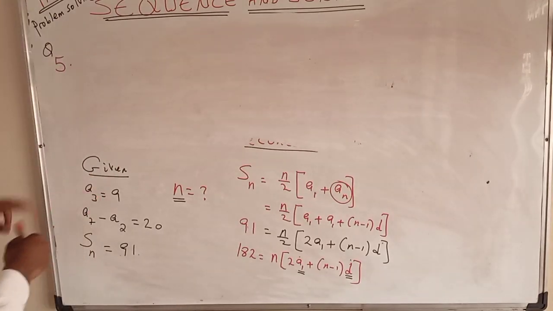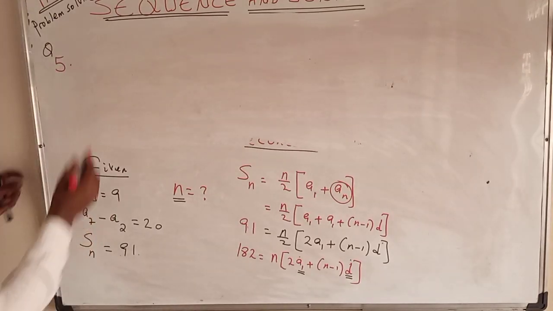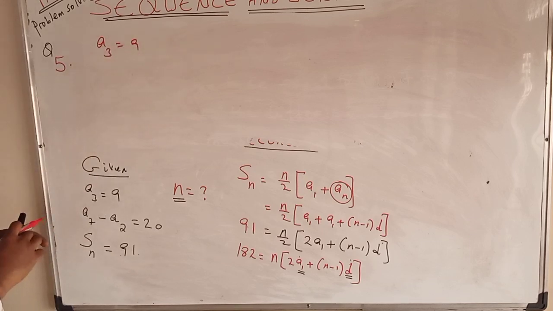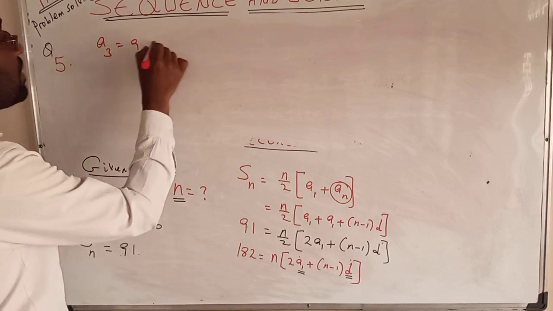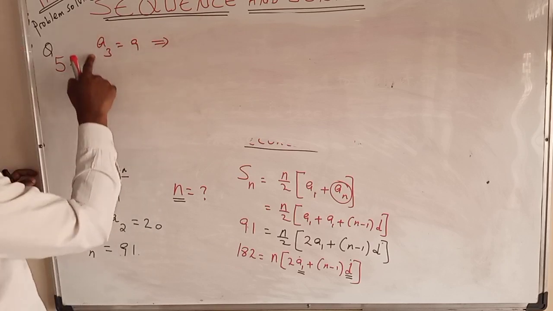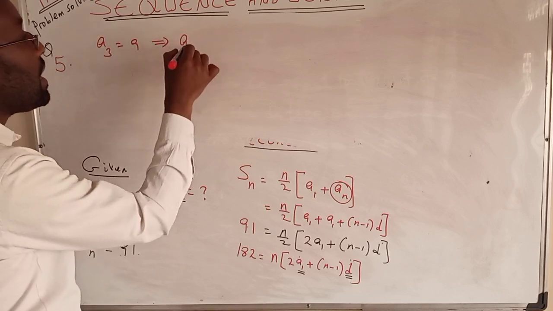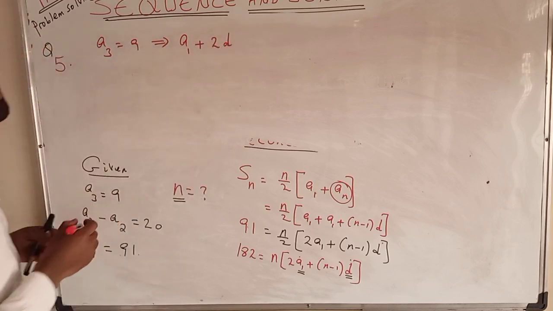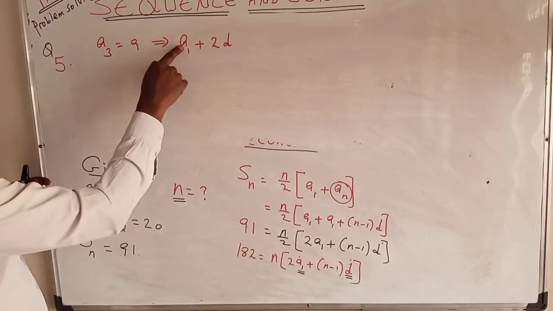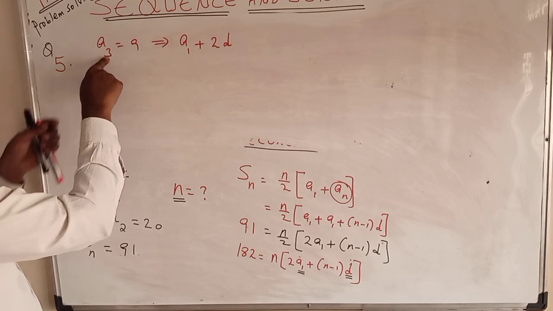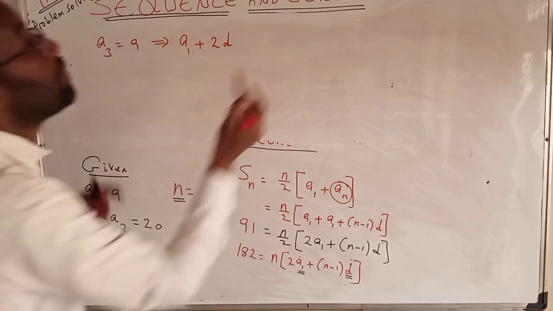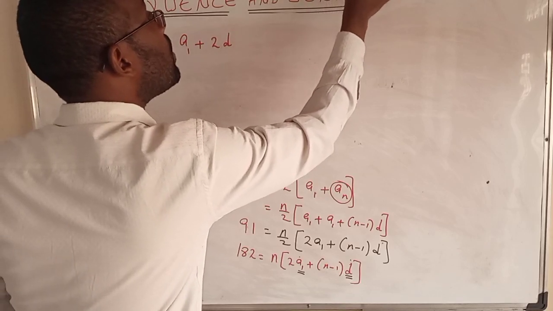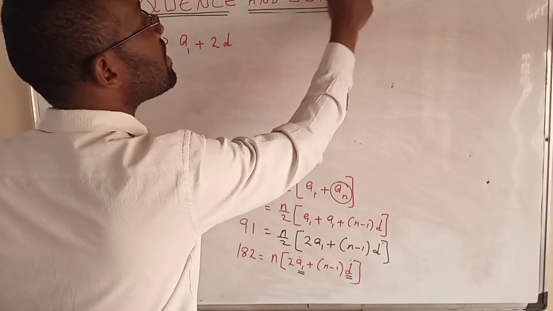Now, from the given information, A3, which is the third term, is equal to 9. Now, what does it mean, this one? This implies the third term, A3, means it is A1, the first term, plus 2 times the common difference, because between the first term and the third term መካከል ሁለት common differences አሉ። ልብ በሉ እዚህ ጋር ይኸው ባለፈው ቪዲዮ ላይ በደንብ ግልጽ አድርጌያለሁ። A1, A2, A3. This is the first term, the second, and the third term.